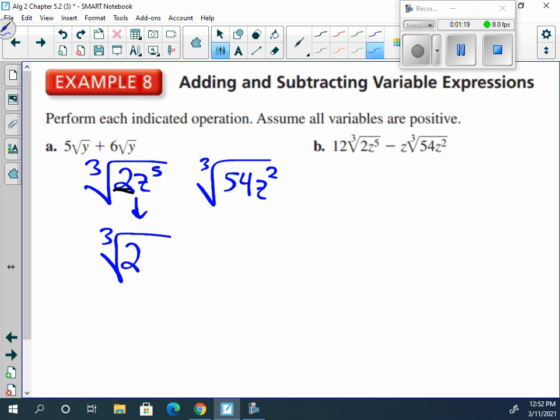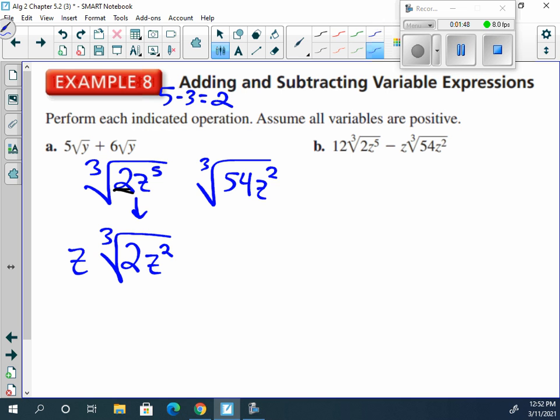Now, z to the 5th, we can reduce that. We can take a cube out, because we have 5 total, and we can pull out groups of 3. So if we do 5 minus 3, that would give me 2, yes? So I can pull z out once, and I have how many left over? 2. And that's as simplified as that one gets.